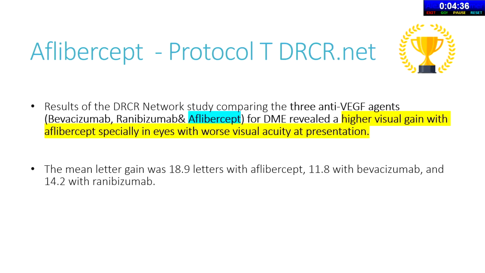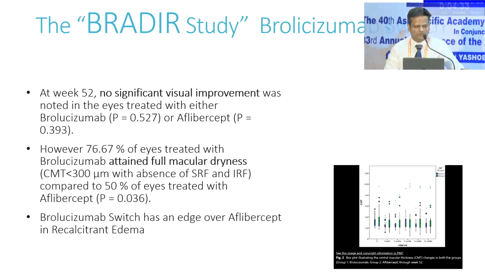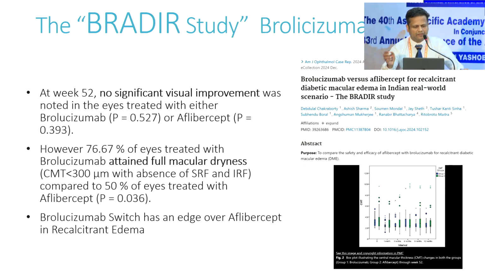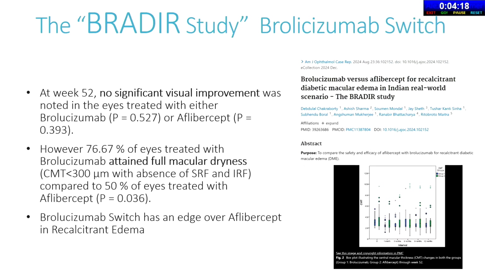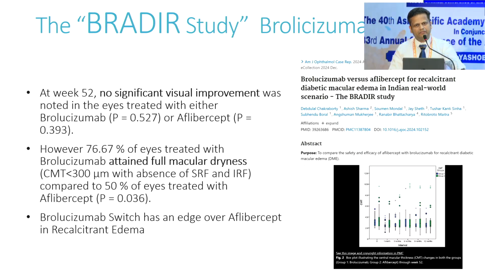Now coming to the new kid on the block, that is brolucizumab. The study was called the BRADER study. That was an Indian study which compared brolucizumab with aflibercept for recalcitrant diabetic macular edema. It showed that at the end of 2 weeks, there was no visual improvement in eyes treated with either brolucizumab or aflibercept. However, 3/4 of the eyes treated with brolucizumab attained full macular dryness compared to half of the eyes treated with aflibercept, showing that brolucizumab switch has an edge over aflibercept in recalcitrant edema.